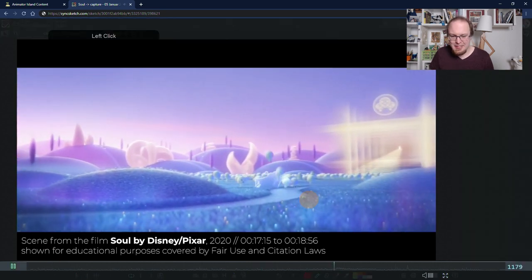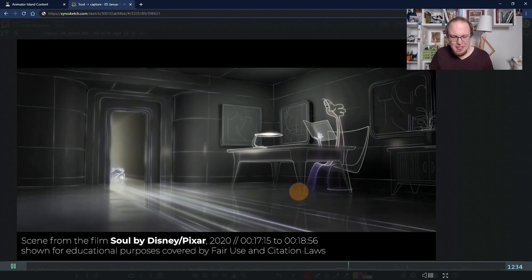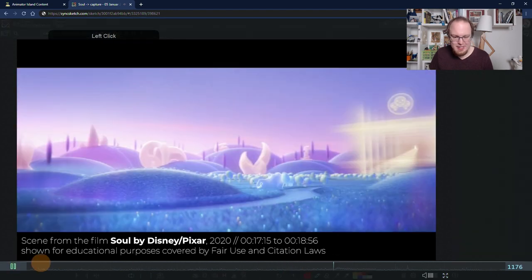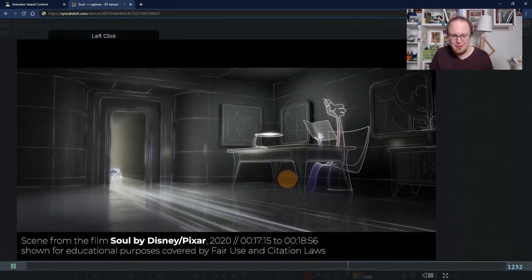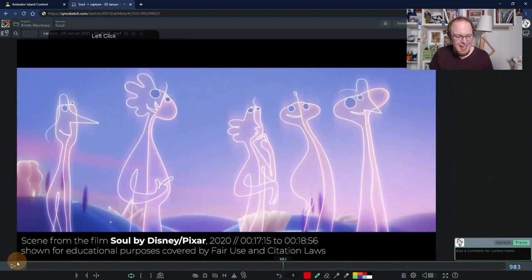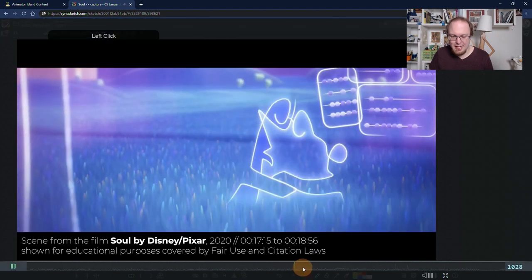And then here comes a very interesting acting decision, how they are just walking through, doesn't even bother to go around them. And it's really fun that they pop up like beach balls.